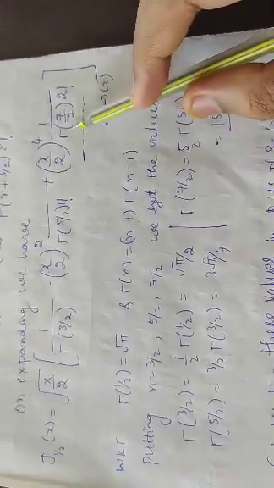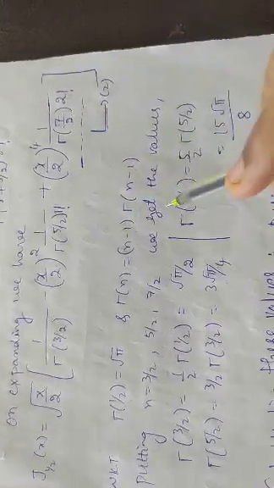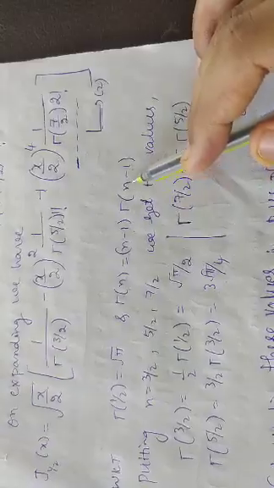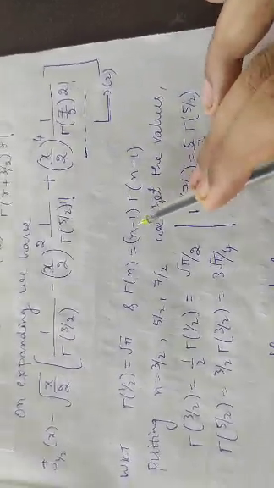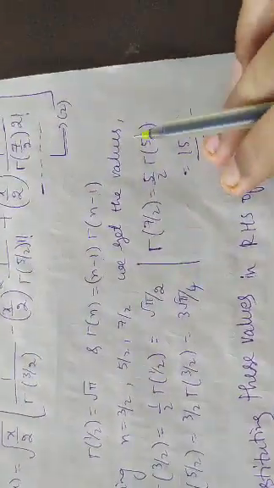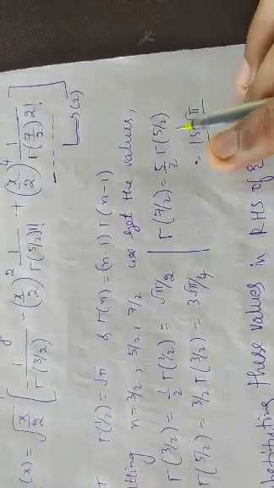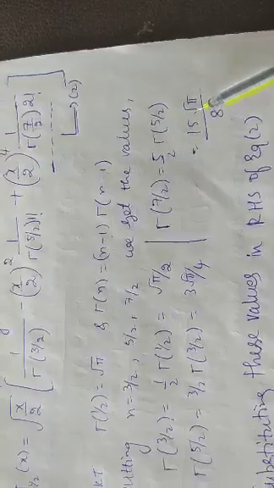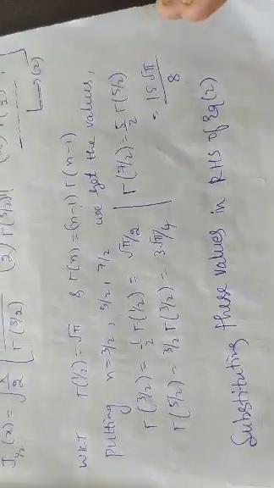Again, what is the next value? You have to find gamma of 7 by 2. By the gamma property, gamma of 7 by 2 equals 7 by 2 minus 1 times gamma of 7 by 2 minus 1. What is 7 by 2 minus 1? It is 5 by 2, gamma of 5 by 2. We already found gamma of 5 by 2, so just multiply, which is nothing but 15 root pi by 8.